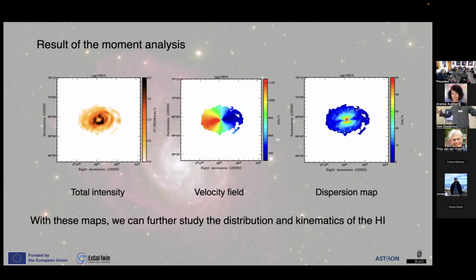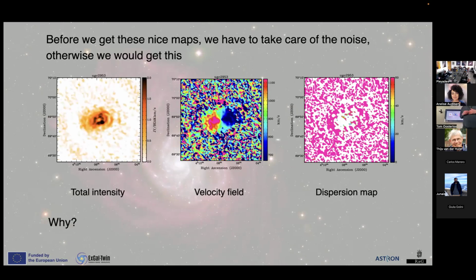Okay, so I take my cube and I integrate these moments over my data volume, and this is what I get. It's not good, for obvious reasons. This is the total H1 if I just integrate blindly every channel. This is the velocity field, and this is the dispersion. And you see, this is not as good as it was before.